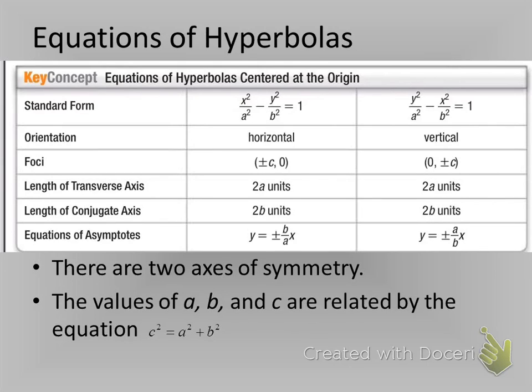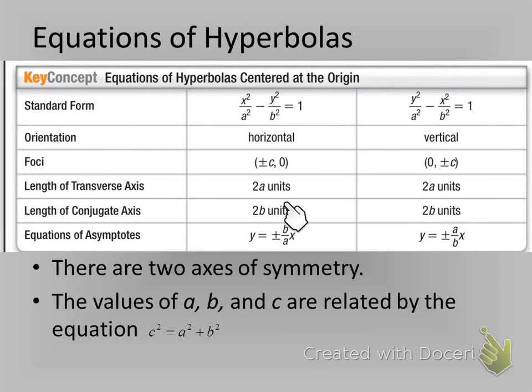Your orientation in the horizontal column. Your foci, once again, are C units away from your center. You can see how you're centered at 0, 0 in this one, so your foci are plus or minus C units away. Length of transverse axis, 2A units, just like how the length of your major axis was 2a units, just a fancy new name. Length of your conjugate axis, 2b units. So all that stuff holds true.